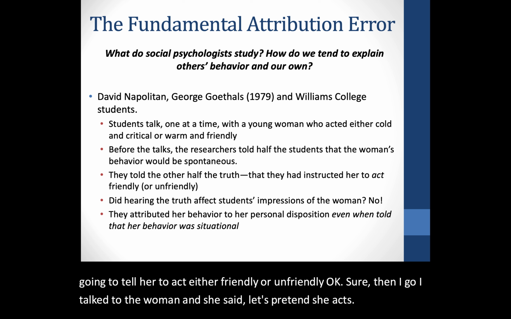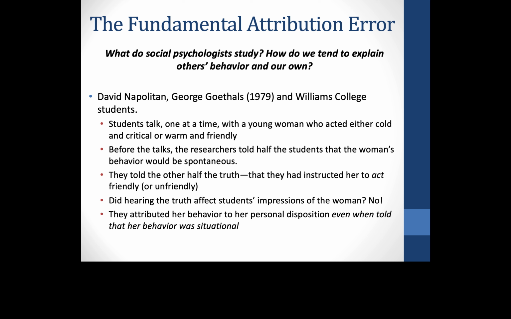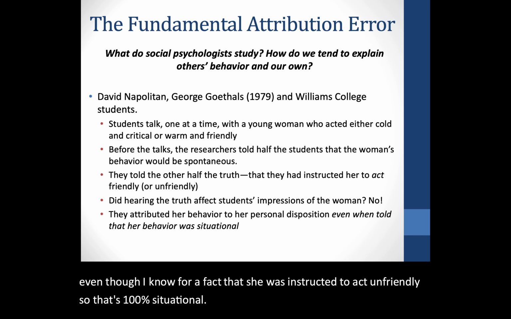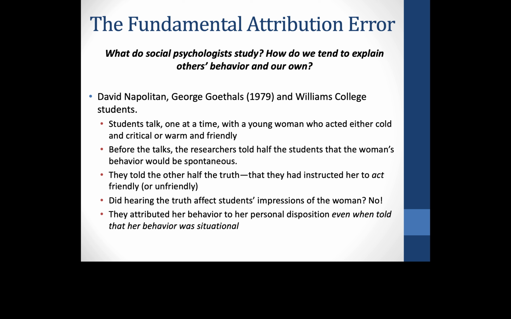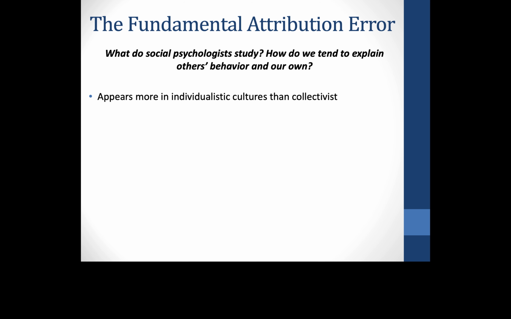Even though I know for a fact that she was instructed to act unfriendly, so that's 100% situational, I still attribute, or in this case, these students still attributed her behavior to her personal disposition over the situational disposition, right? We're seeing the fundamental attribution error play out even when you know about it, right? So we're learning about the fundamental attribution error right now, and you're still probably going to, when you see somebody behave a certain way, put too much on their personality and not enough on the situation.